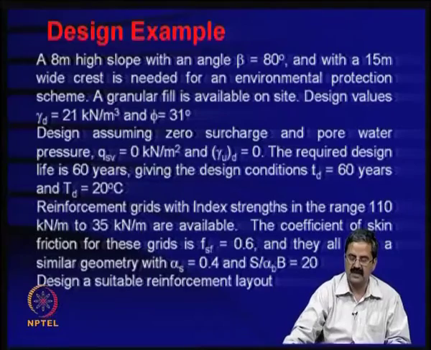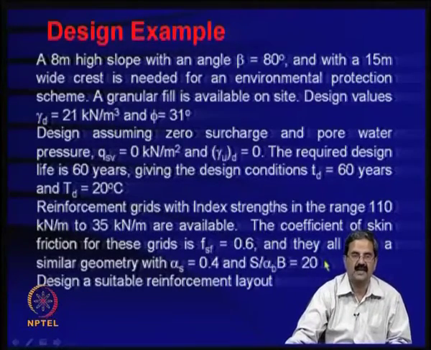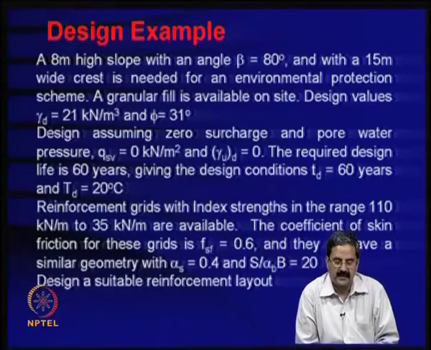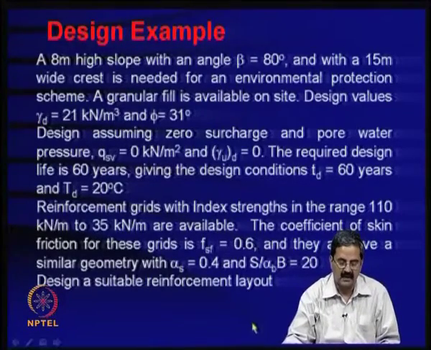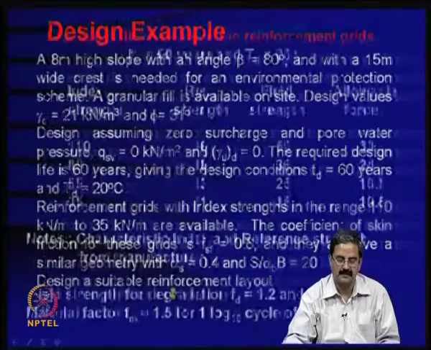Then as I just mentioned, the coefficient of skin friction for these geogrids is 0.6 and they will have a similar geometry with alpha s equal to 0.4 and s alpha b equal to 20. In fact, I need to mention that these are all required in the calculation of bond resistance, and the objective is to design a suitable reinforcement layout. You have some geogrids and materials, and there is some loading, and everything is given. How do you come out with suitable reinforcement force is the question.